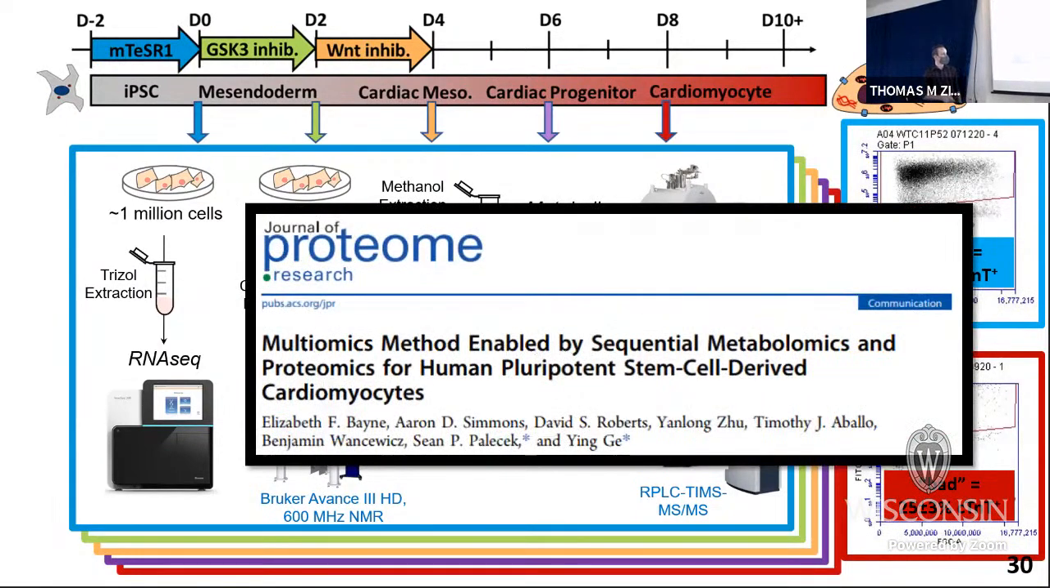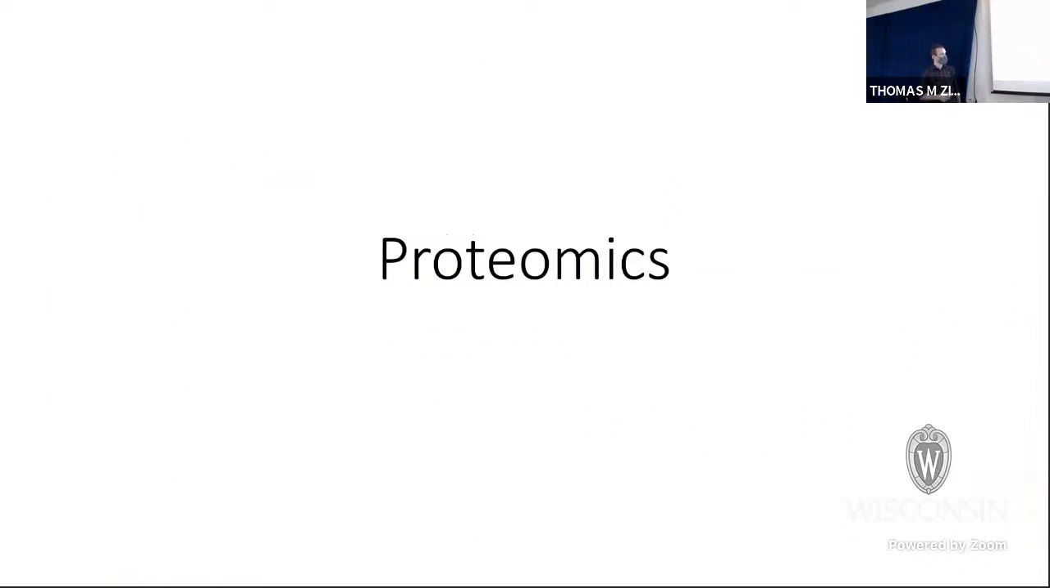If you'd like to learn more about this multiomics method, we actually have a paper that was published recently on doing this sequential extraction to produce these paired omics data sets, at least for the proteomics and metabolomics. Are there any questions so far? Otherwise, we'll start to get into some of the data now, and I'll explain some of these techniques as we go through.